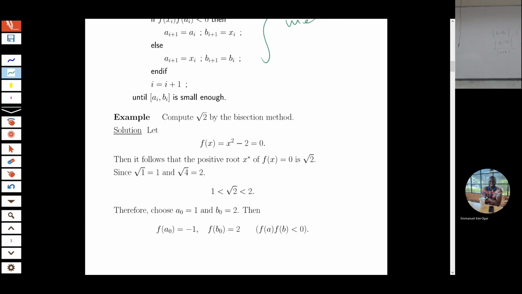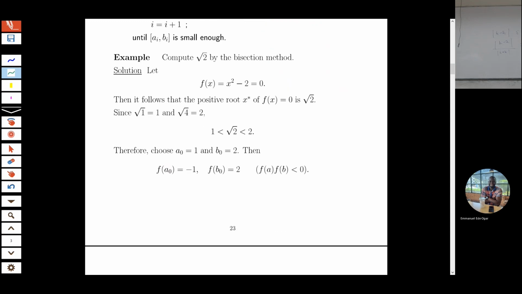Now, let me just explain this a little bit, and then you can read that at home. In this example, we compute the square root of 2 by the bisection method. We form a nonlinear equation. We know that the square root of 2 is the root of x squared minus 2 equals 0. Then we apply the bisection method. We know that the square root of 2 is between 1 and 2, so we start with a0 being 1 and b0 being 2, and then we do the bisection method.